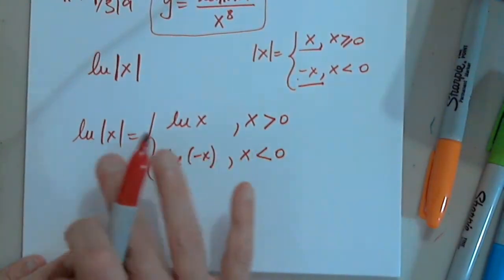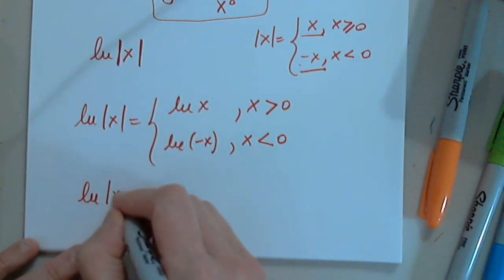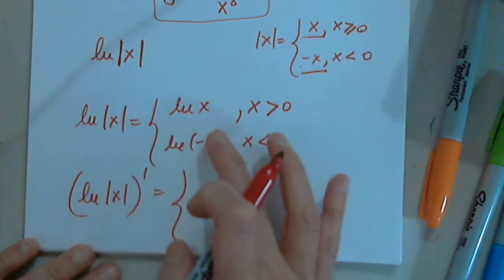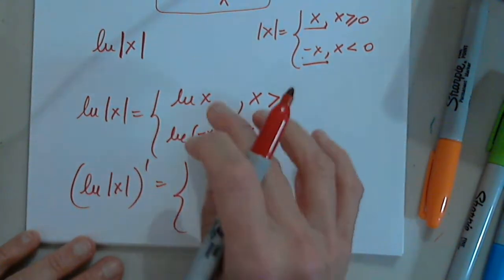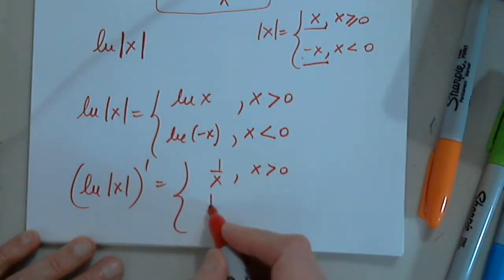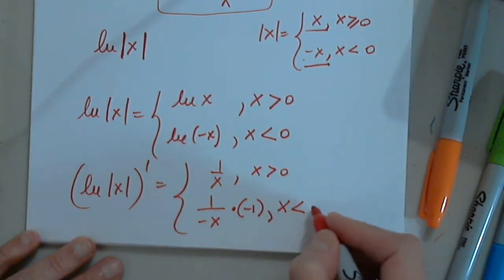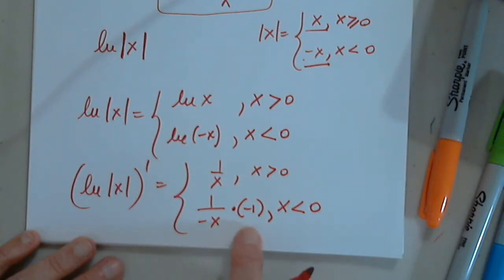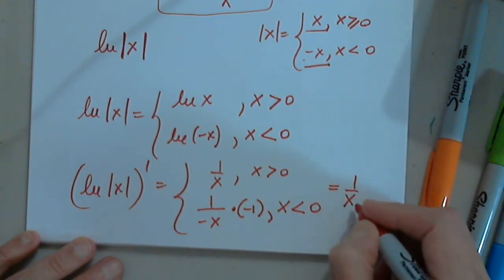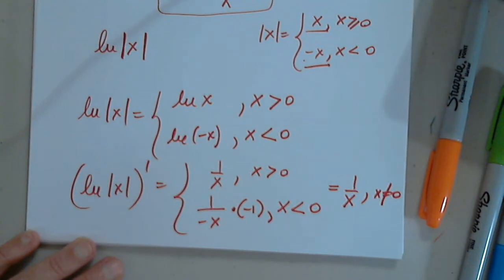So now, what happens when I differentiate? And then I'll come back to that. When I differentiate natural log of the absolute value of x, I have, of course, two options, because the function has two options, at least initially. This is 1 over x for x greater than 0, but this is different, is 1 over negative x times the inner function prime when x is less than 0. And look what happens. It will be the same. So I only have one option as 1 over x for anything but 0. Okay?